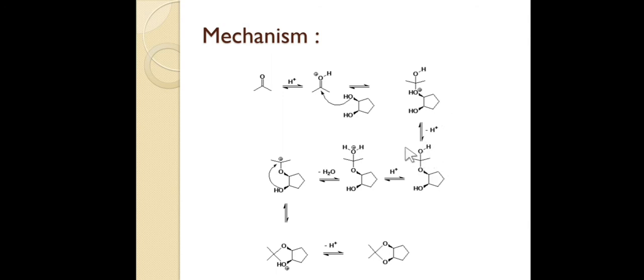After that the OH from the acetone gets protonated and we get H2O as a leaving group. Once the H2O leaves, we get a carbocation, and this carbocation is attacked by the second OH group to form the acetal. This is a dimethyl acetal. So the mechanism is very simple. The two OH groups attack on the carbonyl carbon in presence of acid.